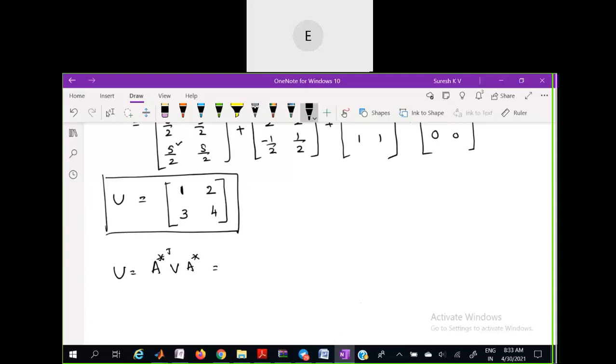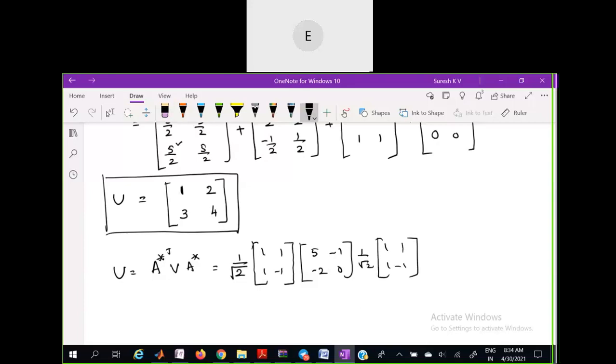In this case, since the matrix is real and also it is symmetric, A conjugate transpose is itself. So 1 by root 2, 1, 1, 1 and minus 1, and your V is 5 minus 1 minus 2 0 into 1 by root 2, 1 by root 2, 1, 1, 1 and minus 1. So if you perform this, you should get back this. You can verify it.